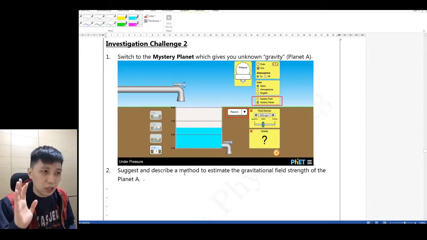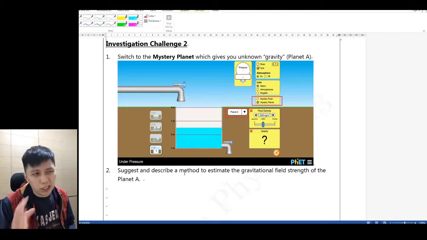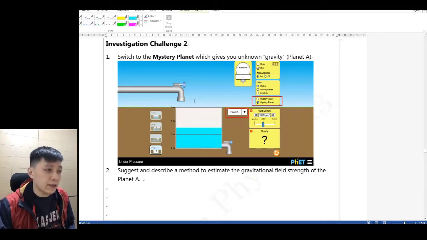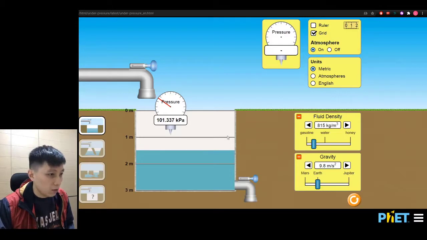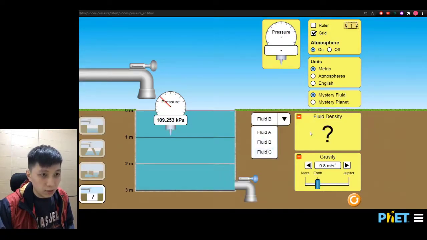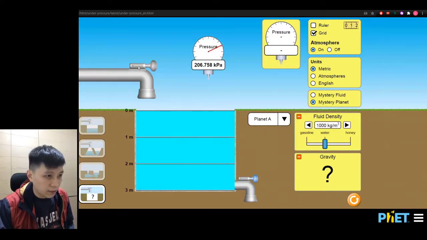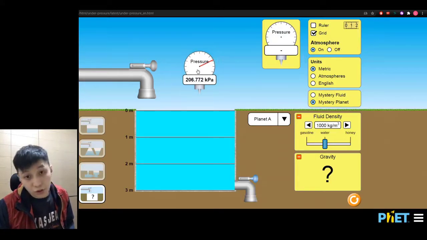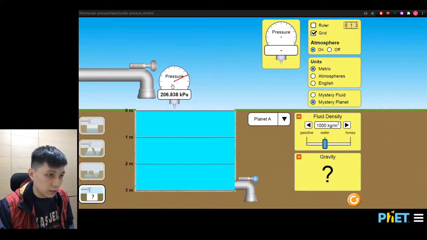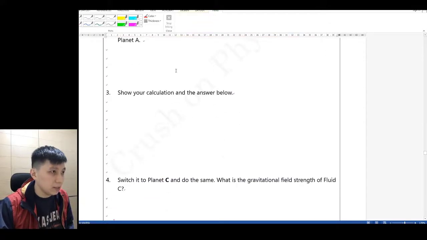Investigation challenge 2 is almost the same as 1, and therefore it shouldn't be that challenging to you now. The task changed to mystery planet. So the gravity is unknown, but then you can get to know the density. What you can do is change to mystery planet. For simplicity, once again, I'll fill it full with water. Fluid density will be 1,000, and the approach is the same. Measuring the 0 meter and then 1 meter, and then we'll have to apply the equation. So let's put it down again.